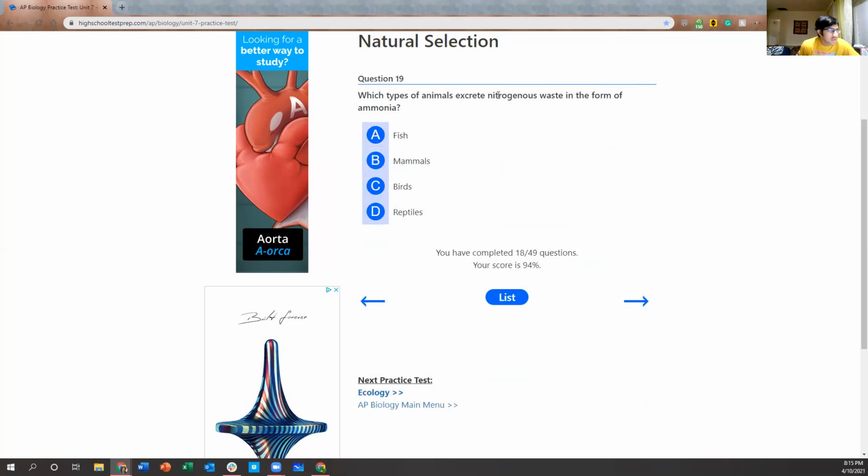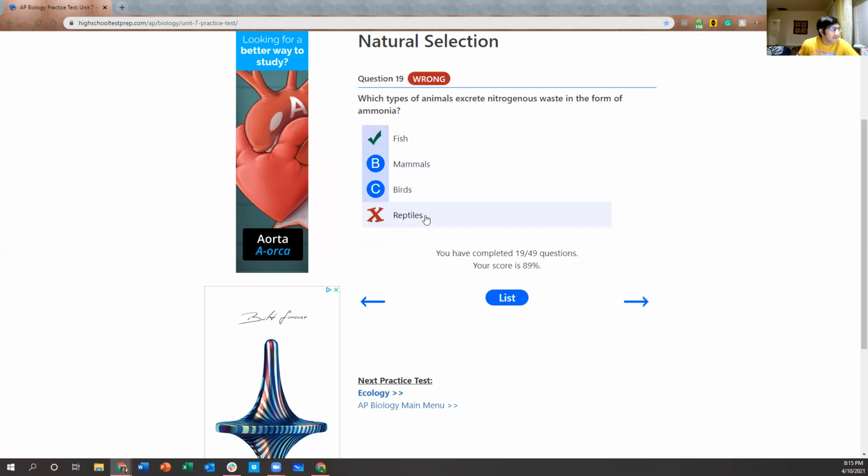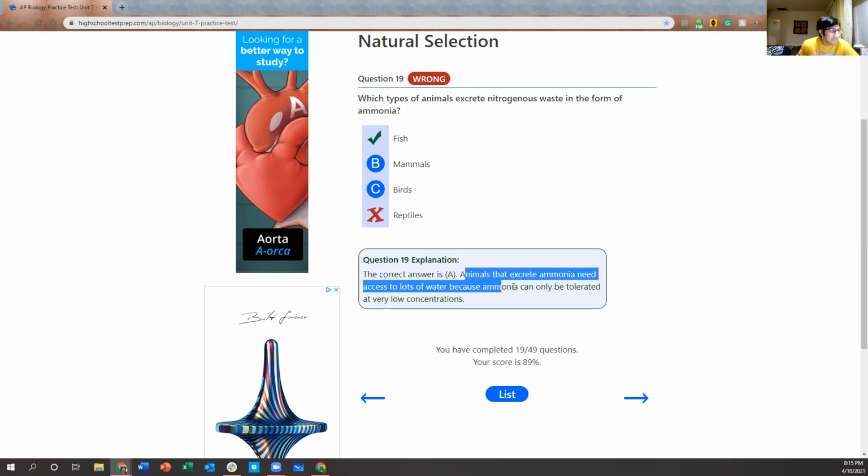What type of animals excrete nitrogenous waste in the form of ammonia? I'm not exactly sure. Mammals don't do that, to my knowledge. I don't really know, actually. Let's just take a guess. I'd probably go with reptiles. It's fish. Animals that excrete ammonia need access to lots of water because ammonia can only be tolerated at low concentrations. Oh, okay, that makes sense. Because ammonia needs to be diluted, we want the volume of the water to be high.